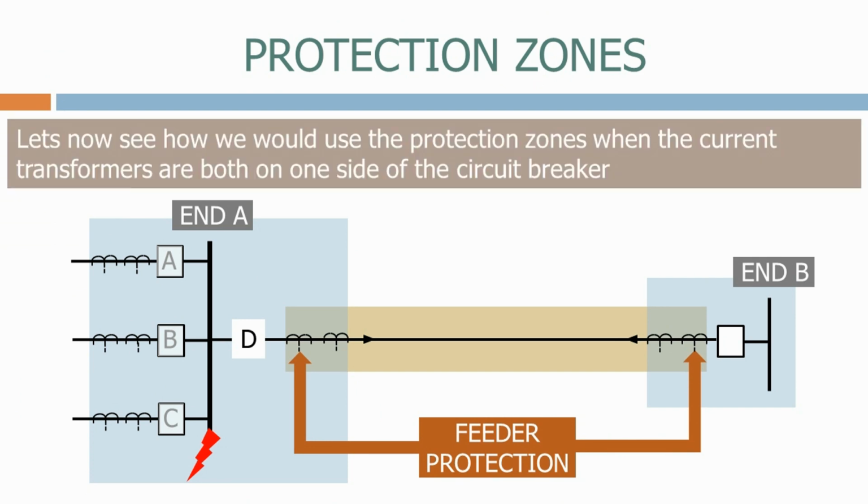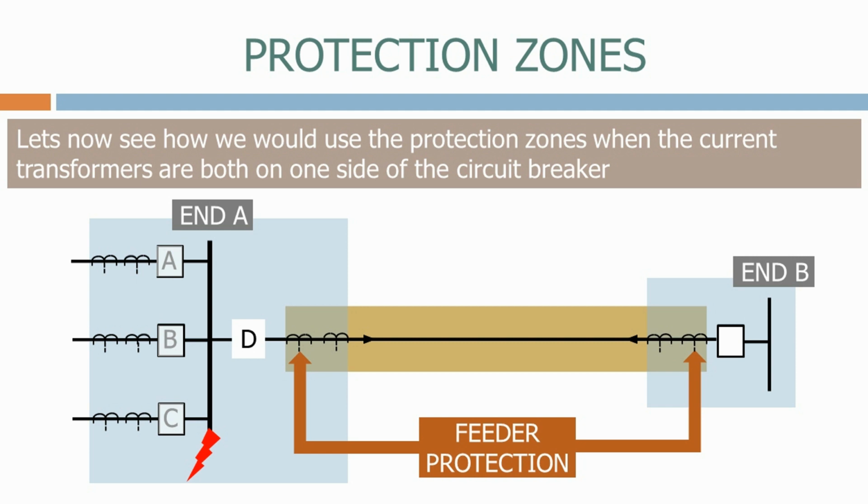Let's now see how we would use the protection zones when the current transformers are both on one side of the circuit breaker. Here we have a typical transmission network with two ends. Firstly, let's look at the feeder protection. As we can see, the maximum coverage that we can provide are the two outermost CTs. This therefore forms the feeder protection zone.